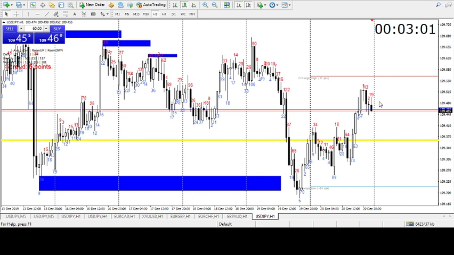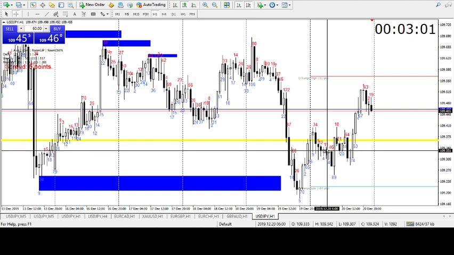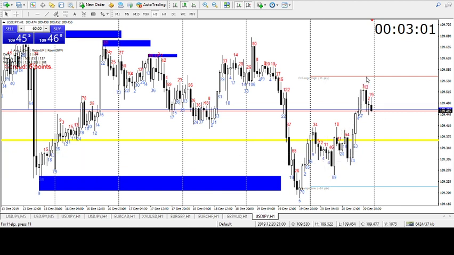Just clean your screen, no lines, no indicator, and you already know how much, where this is going, where it is most likely going to start reversing, where the high of the day is going to be, where the low of the day is going to be, just by knowing the daily range. Just that simple thing.